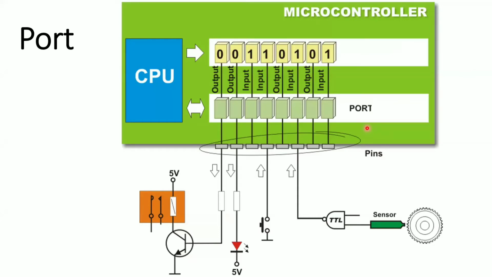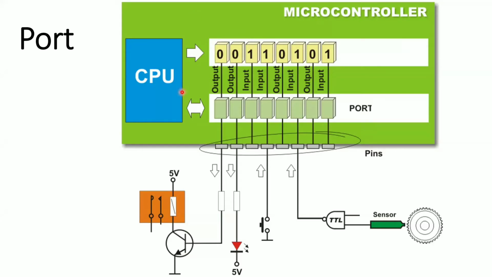Now it can act as an input or output port. First of all, you need to send some data to make the port act as input or output. That means you need to set the direction of the port, whether I want my port to work as an input port, or I want to work with my port as an output port. So how will you set the direction?